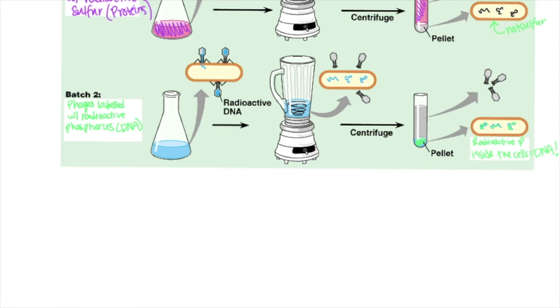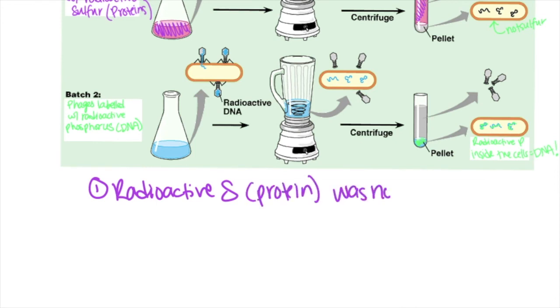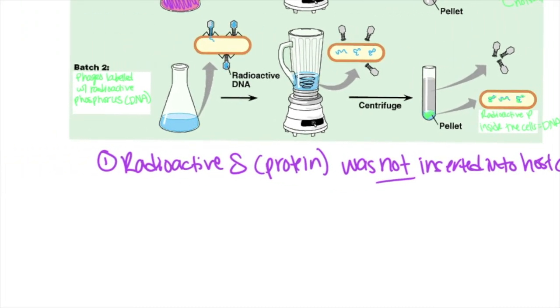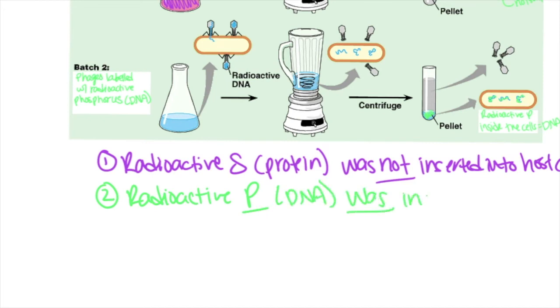Okay, so let's do a summary at the bottom. So number 1, radioactive sulfur, protein, was not inserted into host cells. Okay. In the second trial, they found that radioactive phosphorus, which is found in DNA, was inserted into host cells.